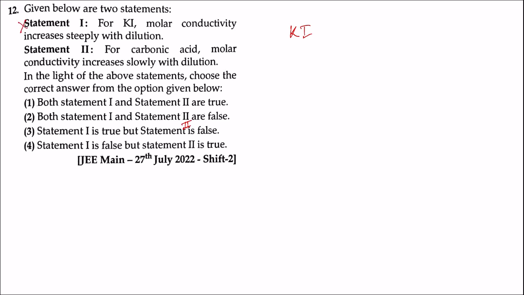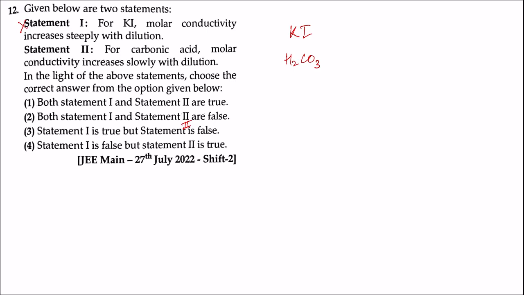Statement 2. For carbonic acid, that is H2CO3, molar conductivity increases slowly with dilution. Carbonic acid is a weak electrolyte. On dissolving, it undergoes very little dissociation. But when the solution is diluted, then more and more carbonic acid molecules undergo dissociation. So its dissociation increases with dilution and its conductivity also increases with dilution.